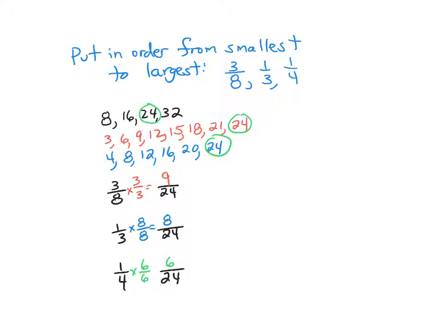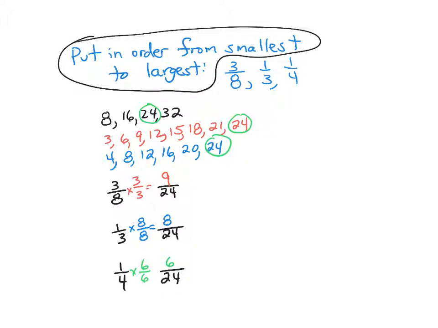So now I take a look at all of those fractions. 3/8 is the same as 9 24ths. 1/3 is the same as 8 24ths. And 1/4 is the same as 6 24ths. The direction said to put in order from the smallest to the largest. The smallest of those is the 6 24ths. So that would just be that fraction 1/4.